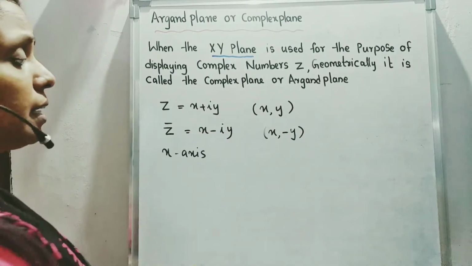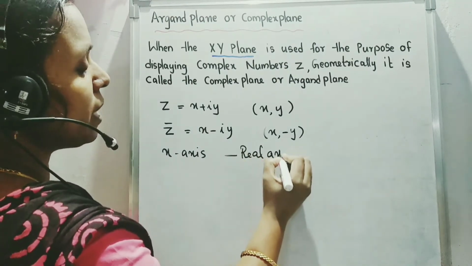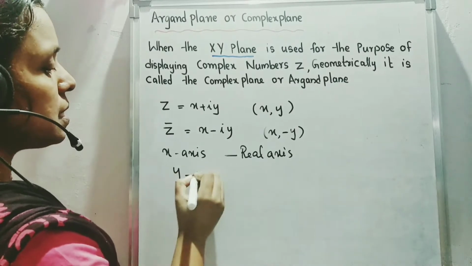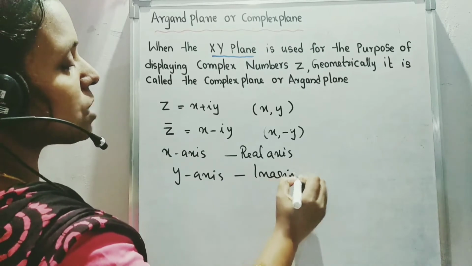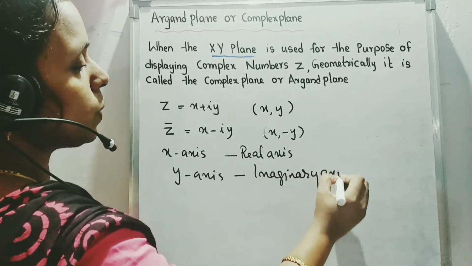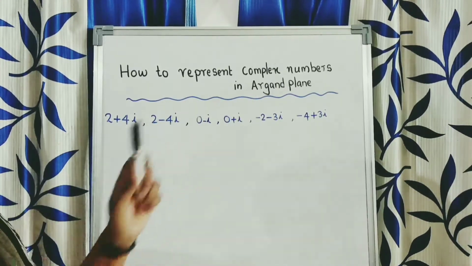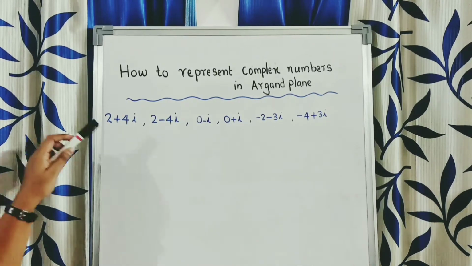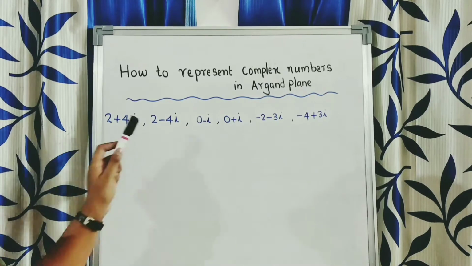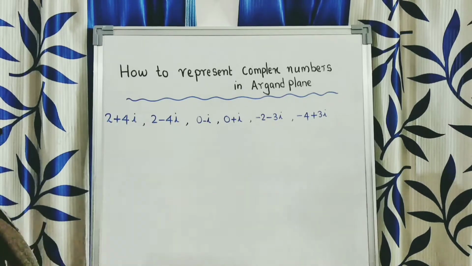In the Argand plane, the x-axis is known as the real axis and the y-axis is known as the imaginary axis. Next we are going to discuss how to represent complex numbers in the Argand plane. The complex numbers are 2 plus 4i, 2 minus 4i, 0 minus i, 0 plus i, minus 2 minus 3i, and minus 4 plus 3i.